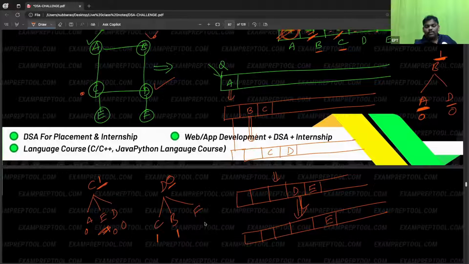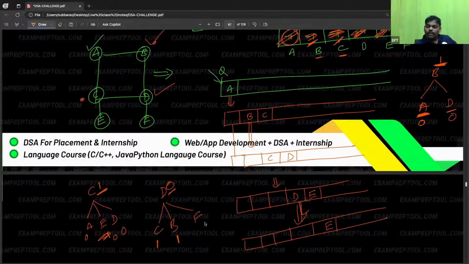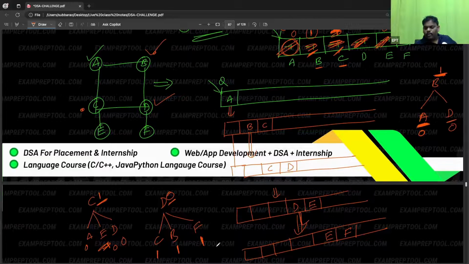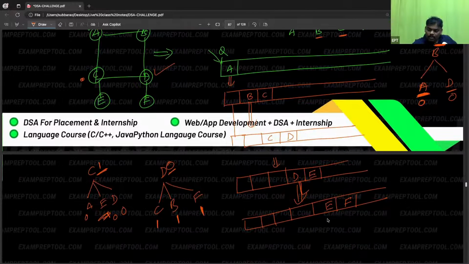So D is asking, hello F, what is your color? F is saying that my color is -1. Oh, not visited. Because it is not visited, visiting means keep it inside, but give the opposite color. If D has 0, keep 1. Right? In a similar way, F and E also will go.